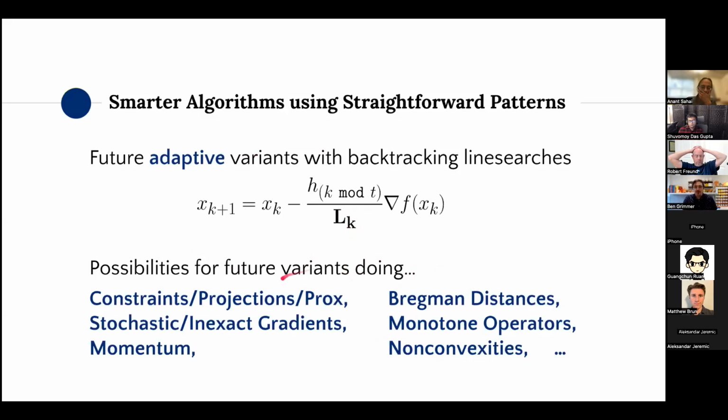As well as there should be ways to explore how to generalize this to constraints. If we're doing projection or prox, Bregman methods, stochastic methods, monotone operators, and all the fun things in optimization. I'm sure it will apply to some of these. It will probably not apply to all of these. Figuring out which ones will take some work, but I think it'll be fun work.